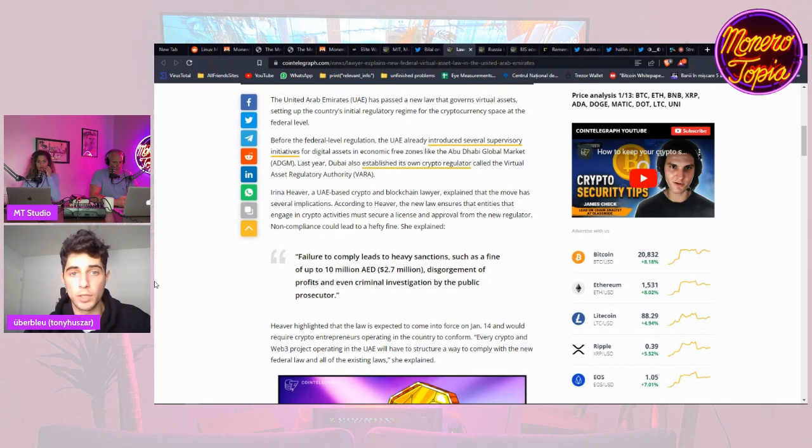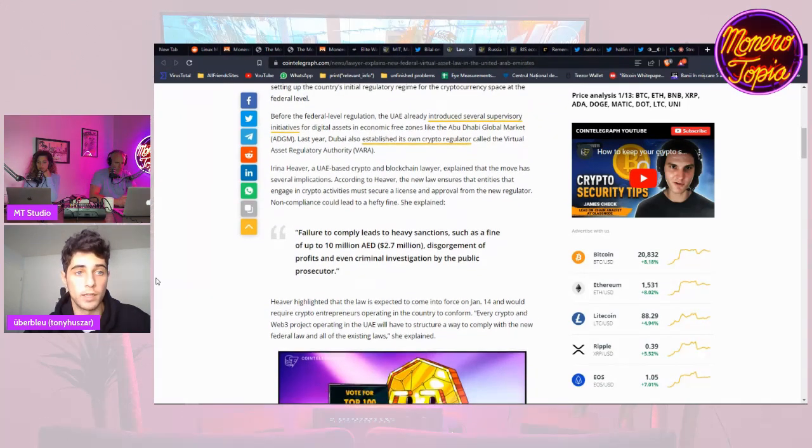The crypto regulator is called the Virtual Asset Regulatory Authority, VARA. And Irina Heaver, a United Arab Emirates-based crypto and blockchain lawyer, explained that the move has several implications.